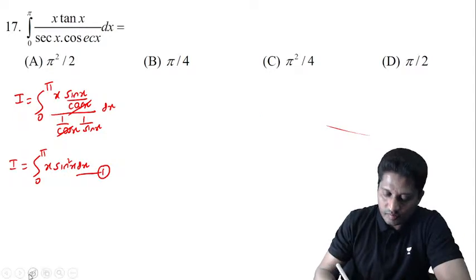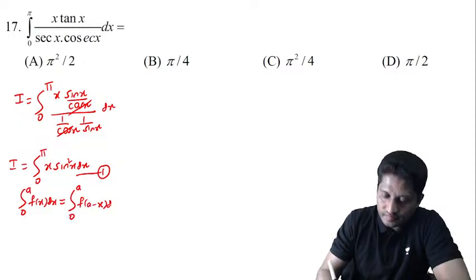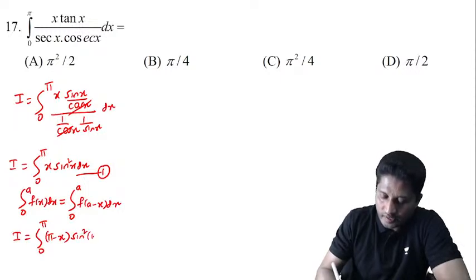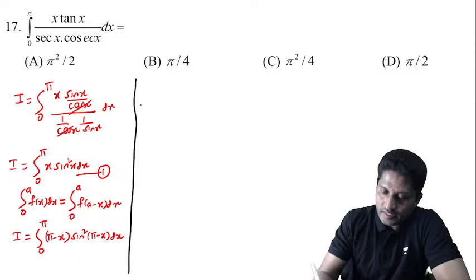Or I can use the property: integral 0 to a of f of x dx is equal to integral 0 to a of f of a minus x dx. I is equal to 0 to pi, this is pi minus x, and then you get sine square of pi minus x dx. Okay, I is equal to 0 to pi.